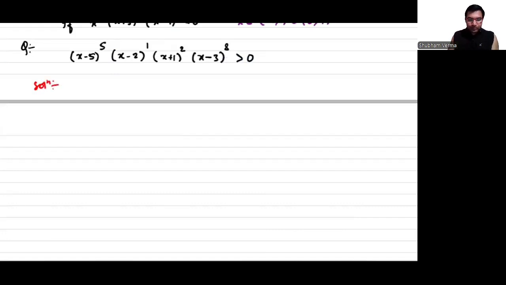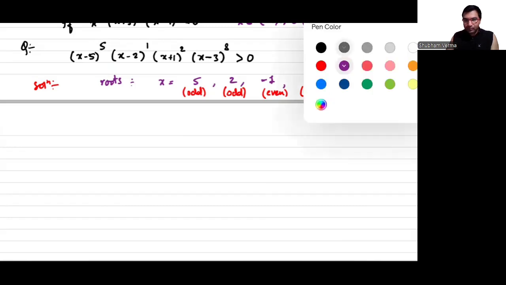Now, let me solve this. First thing is to find the roots. And the roots that we have over here are 5, 2, minus 1, and 3. Right? Now, corresponding to all these roots, write the nature of the factors, whether they are even or odd. So 5 is odd because the power is 5, an odd number. 2 is also odd. Minus 1 is an even powered factor. And 3 is also even. Okay. Next thing is to put them on the number line.